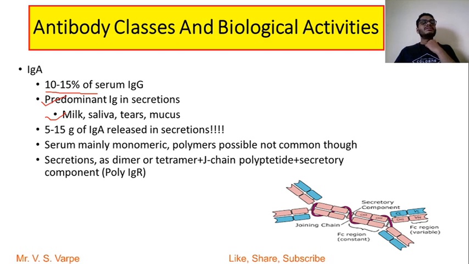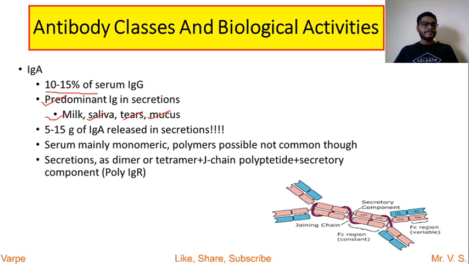This one is normally present in female milk, and it is also present in saliva, tears, and mucus. Okay, about 5 to 15 grams of IgA is released in the secretions at a time.